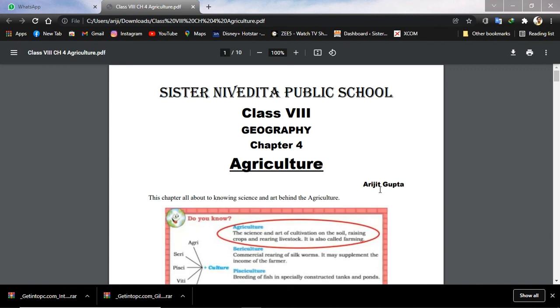Class 8, Geography, Chapter 4, Agriculture. So in this chapter, we have to know about the science and the art behind agriculture.